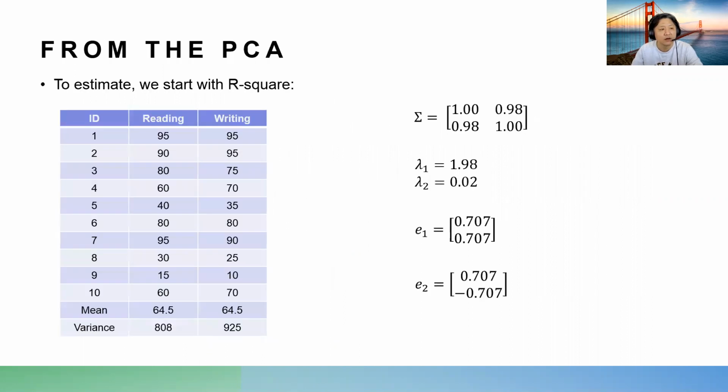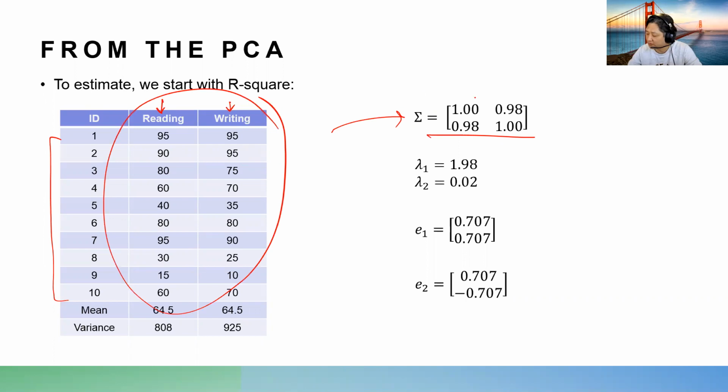We start from PCA to talk about principal axis factoring. Let's say we have a reading score and a writing score with 10 observations. First, we compute the correlation using this data. This is reading, this is writing, and we get the eigenvectors, first and second, and then the eigenvalues. Using this information, this is PCA.